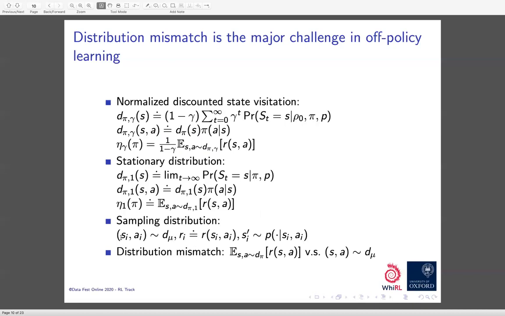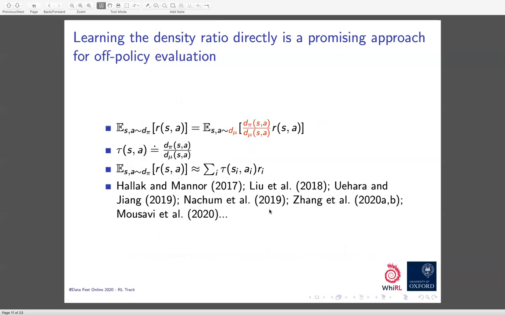So we not only have (s_i, a_i), we also have the reward r_i and the successor state s_i prime, which is sampled from the transition kernel P. Here we can see the problem clearly. We want to compute the expectation with the distribution d pi, but we cannot sample from d pi. Instead, we can only sample from d mu. So this is a distribution mismatch problem, which is the major challenge in off-policy learning. So how can we address this problem?